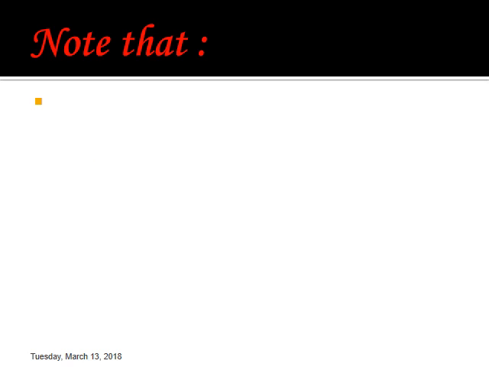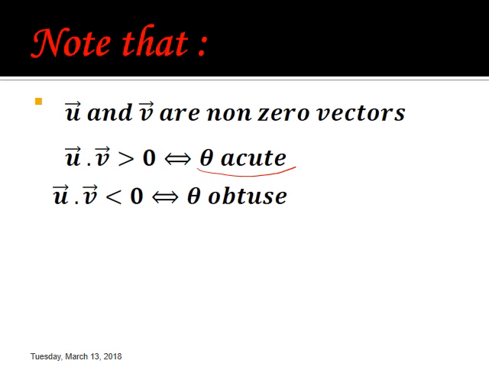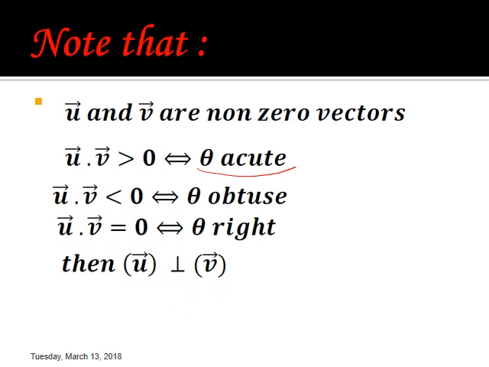Note that if u and v are non-zero vectors and u dot v is greater than 0, then alpha is acute. If u dot v is less than 0, then alpha is obtuse. If u dot v equals 0, then alpha is right. And in this case, u and v are orthogonal.